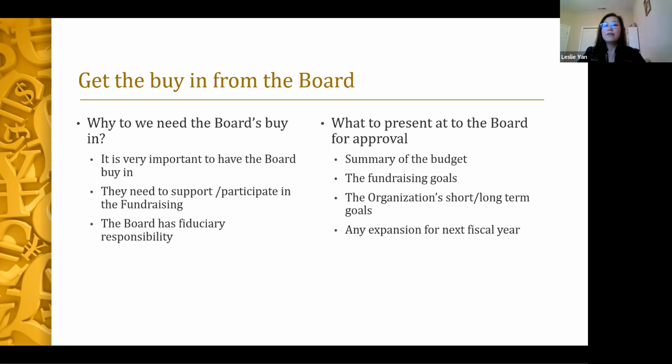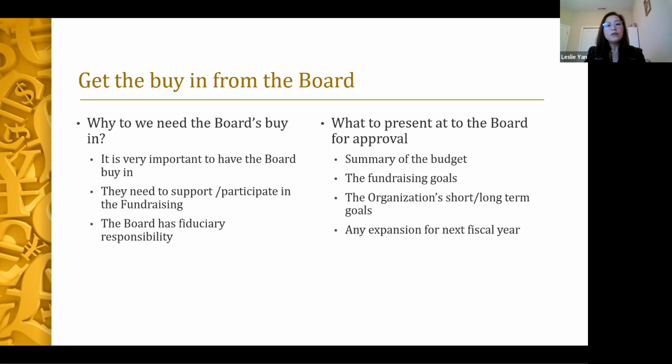What do you need to present at the board meeting to get their buy-in? You will need to present the summary of the budget. You don't need to do the detail because the board doesn't need to know all the operating detail and how you get to those numbers. They just want to see the summaries. You also need to provide the fundraising goals, which they also need to support in reaching, to support the programs.